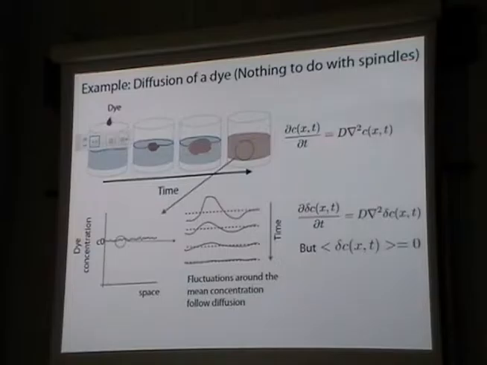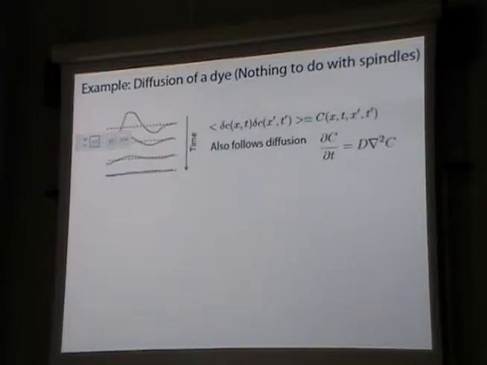This is semi-promising, but still not very good from an experimental point of view, because by definition the fluctuations on average are zero, and it's hard to measure something which is zero. But it turns out that the correlation function of the fluctuations also obeys the diffusion equation, and that's something you can measure. That's literally asking how fluctuations at one point in time and space are correlated with fluctuations at some other point in time and space. This is something you can experimentally measure.